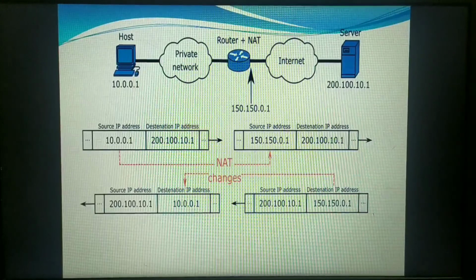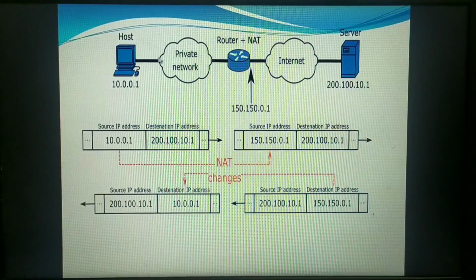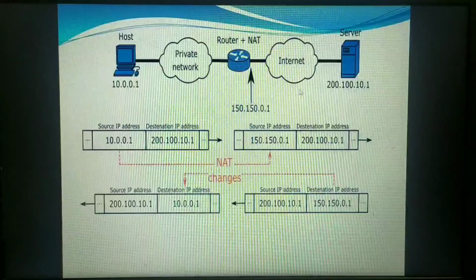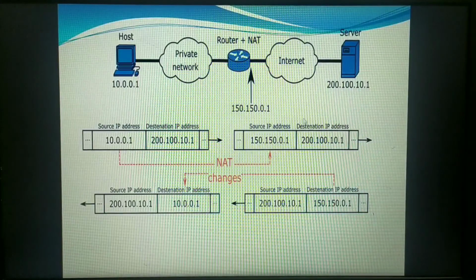Suppose the router is the common device connected directly between them, like this. If it is common, it will accept and forward. If the router is not directly connected and there are many routers in between, then it will change the IP address on the packets. That means if a router is not able to map the IP address, then that packet will go to the next nearest router, then the next nearest router, and then reaches the destination.